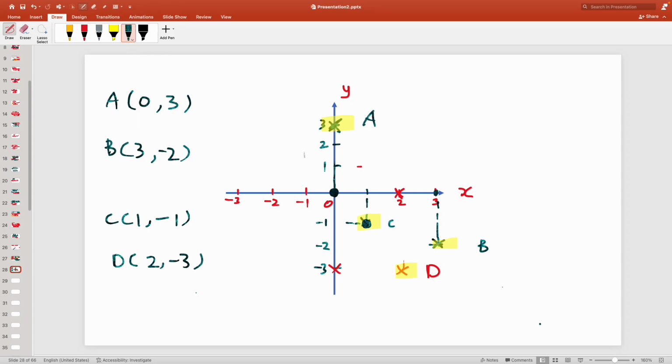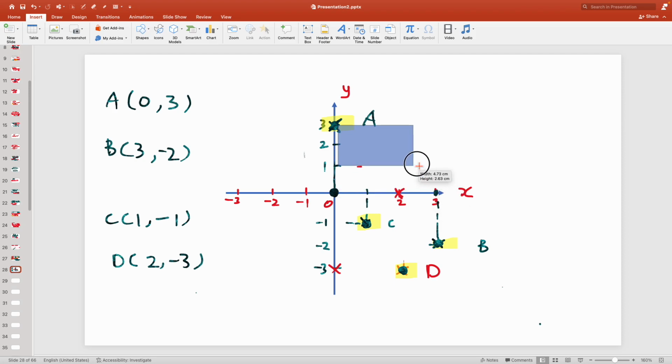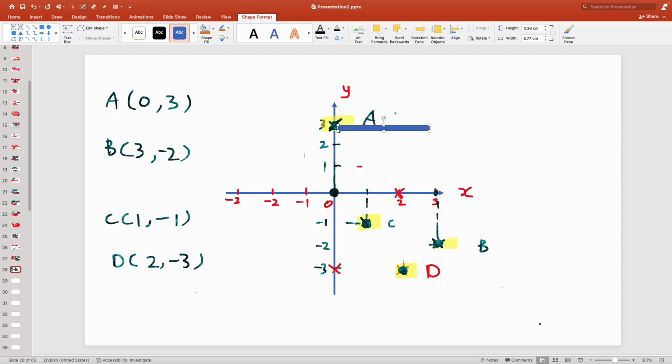A point must be solid. So what if I connect A to B? A is here. When you connect A to B, what do you get? You get a line, right? Does it make sense? Very good.